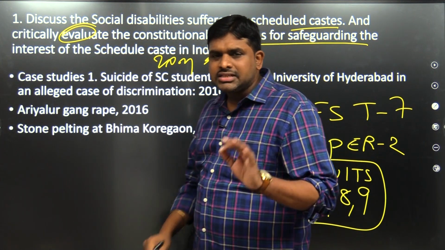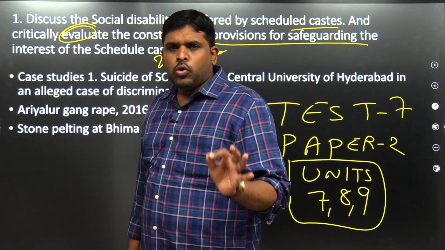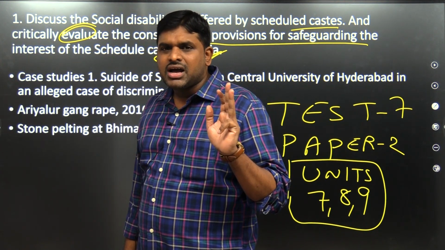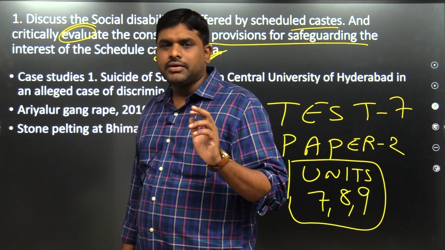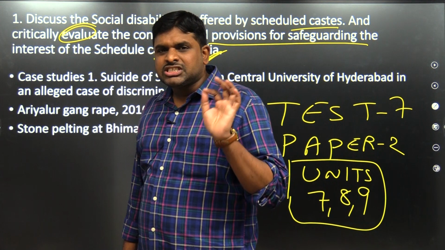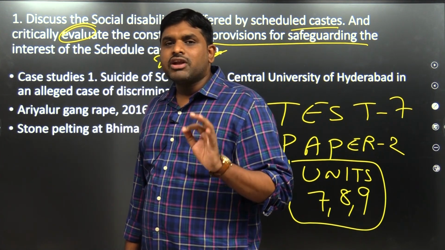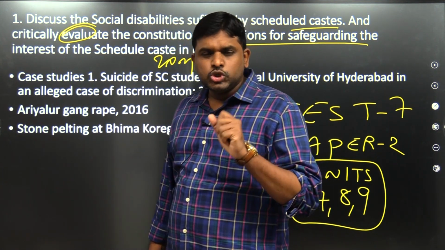How you have to write the answer: first, the definition of scheduled caste. Who gave the term? Harijan was the name given by Mahatma Gandhi. Exterior castes and Protestant Hindus was the term given by Ambedkar. Scheduled caste was used for the first time in the Simon Commission, then it got institutionalized by the Government of India Act of 1935.